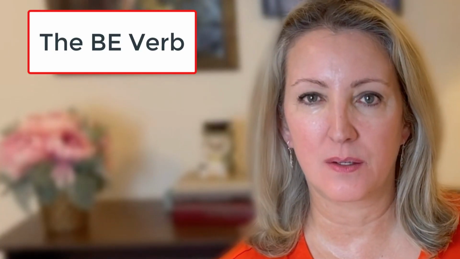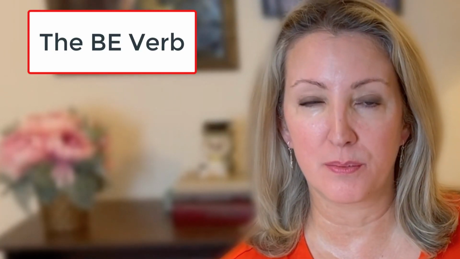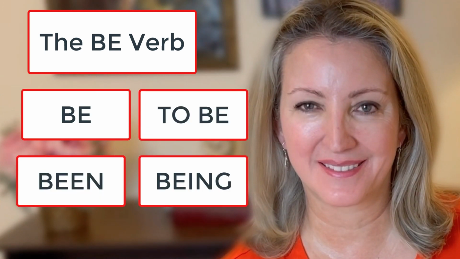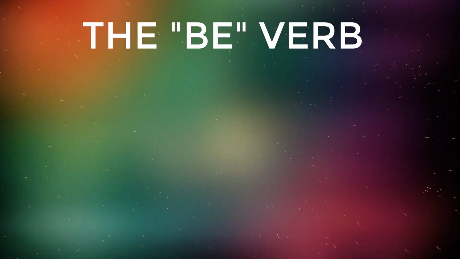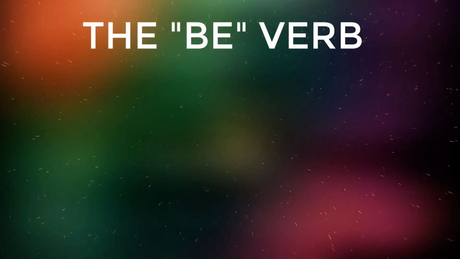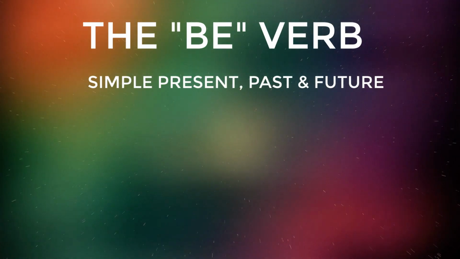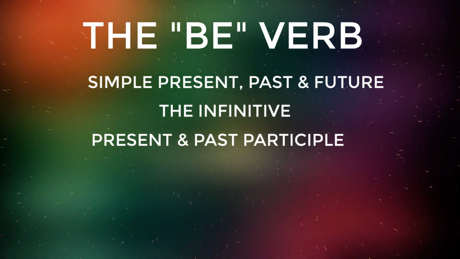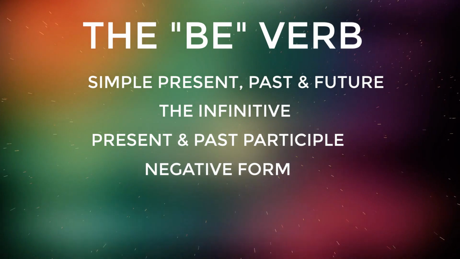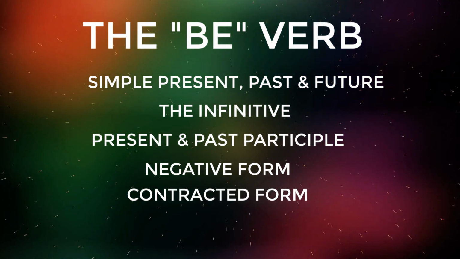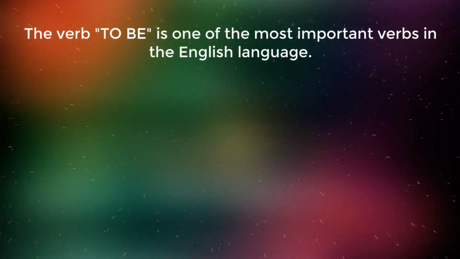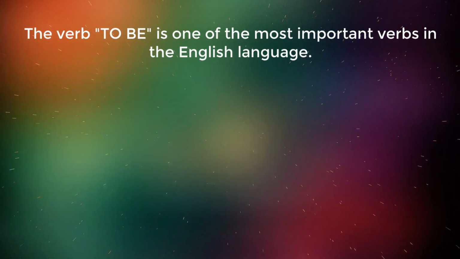In today's lesson, we will take a look at the be verbs be, to be, been, and being. We will look at all the forms of the verb be, including the simple present, past, and future, the infinitive, the present and past participle, and how they are used. We'll also look at the negative form of the be verb as well as the contracted forms and also in question form.